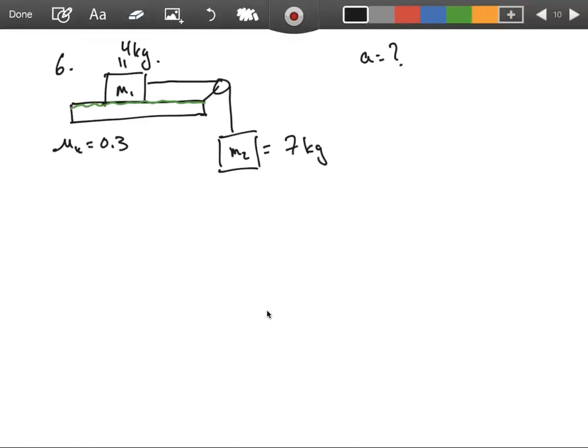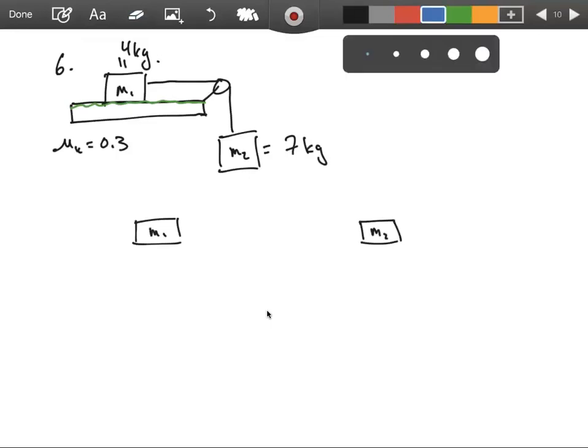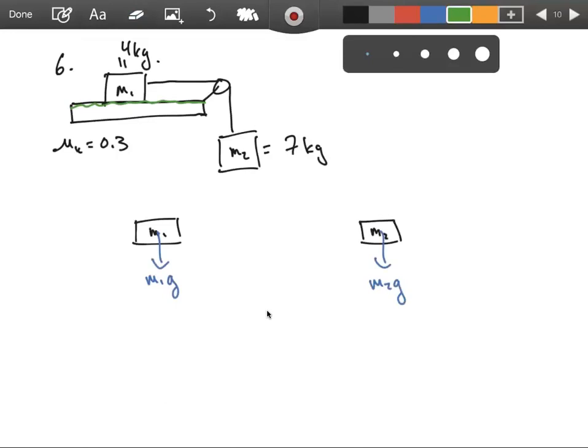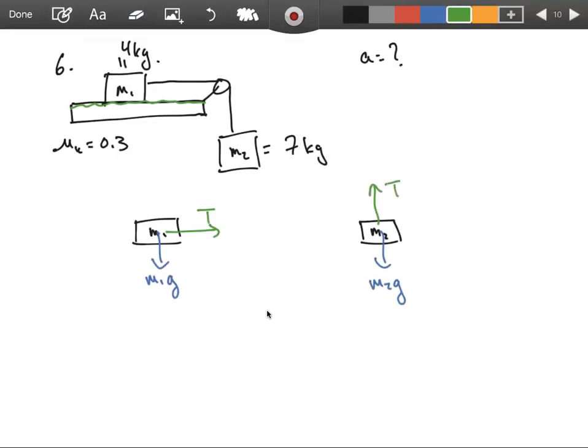So again, we have connected objects, which means I'm going to start off with my free body diagrams for each of the two masses. Let's label all the forces on each mass. So in this case, M1 has a weight, so I have M1G downward. M2 has a mass, so I have a weight downward, M2G. I have a tension. Tension in this case is pulling M1 horizontally to the right, but it is pulling M2 upward. And I know they have to be in opposite directions by Newton's third law.